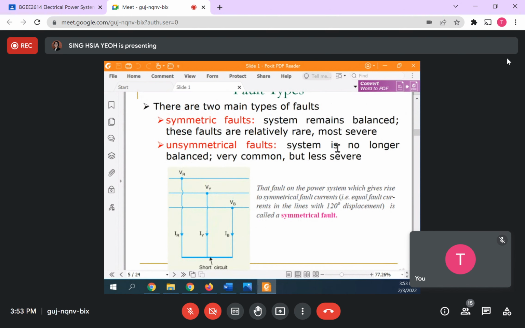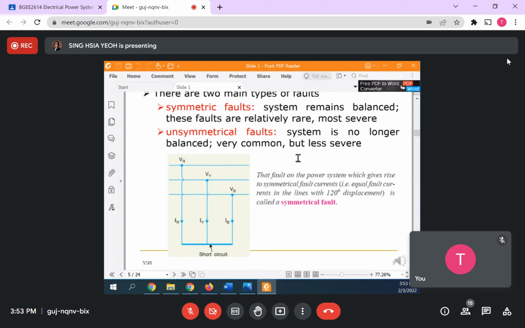Unsymmetrical fault means the system is no longer balanced, very common but less severe. Why very common? Because unsymmetrical fault means maybe only phase A and B short, or phase C short to ground only, or B and C short only. So this is unsymmetrical fault.